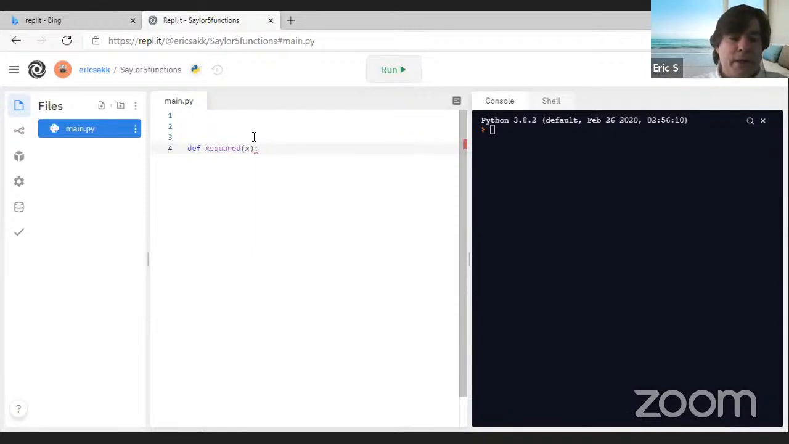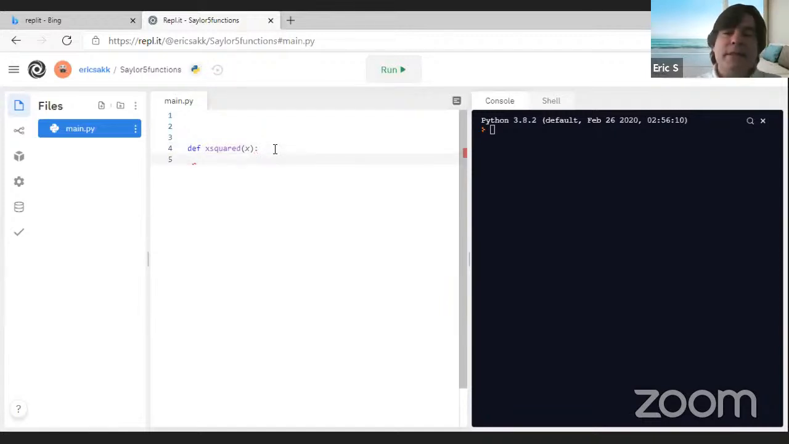There could be no inputs, but the syntax in Python is that you have to have a left parenthesis and a right parenthesis, and anything that you're sending to the function is placed within those parentheses, comma separated, and those are what the inputs to the function will be. And then you have to end it with a colon. So that's the syntax for a function definition.